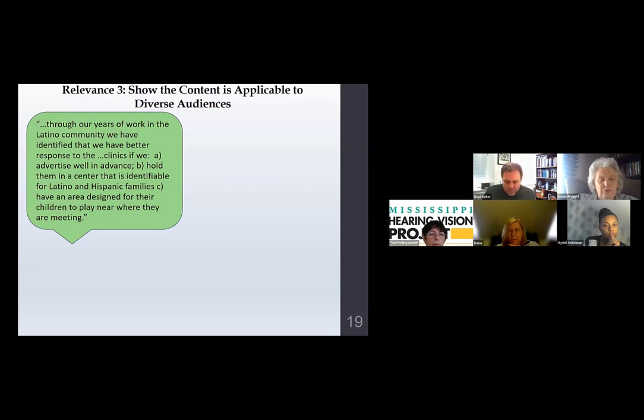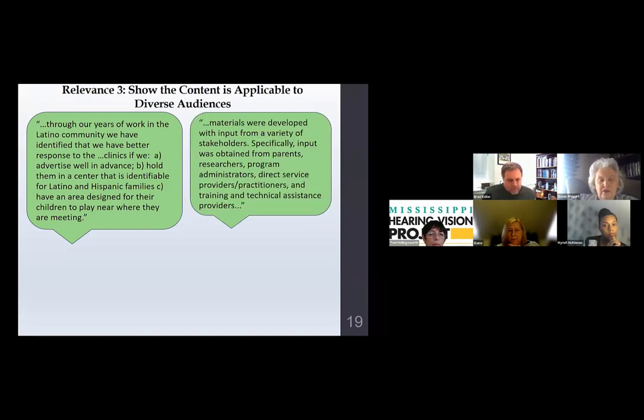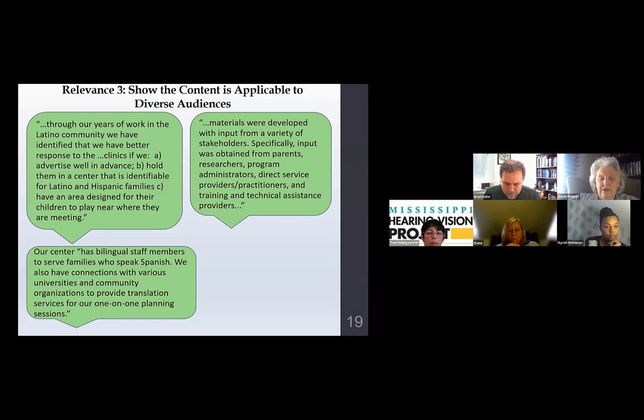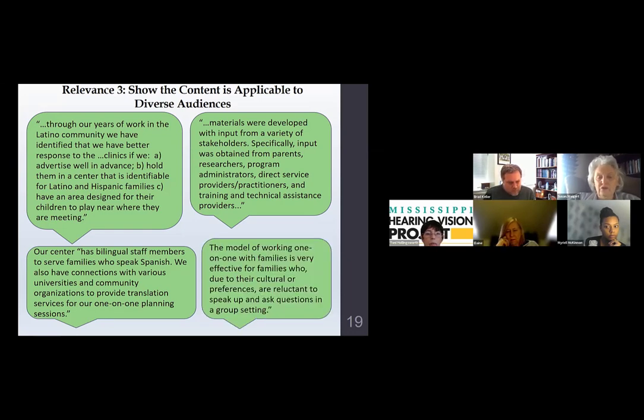Materials were developed with input from a variety of stakeholders. Specifically, input was obtained from parents, researchers, program administrators, direct service providers, practitioners, and training and technical assistance providers. Our center has bilingual staff members to serve families who speak Spanish. We also have connections with various universities and community organizations to provide translation services for our one-on-one planning sessions. The model of working one-on-one with families is very effective for families who, due to their cultural or preferences, are reluctant to speak up and ask questions in a group setting."